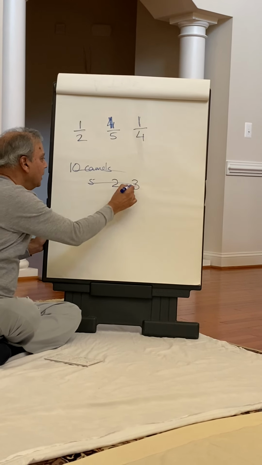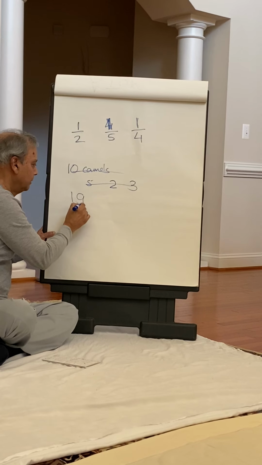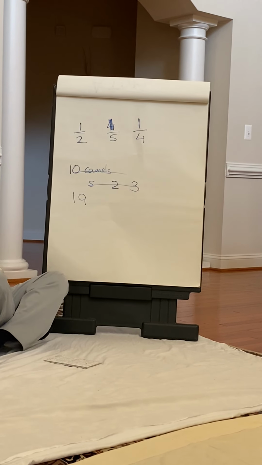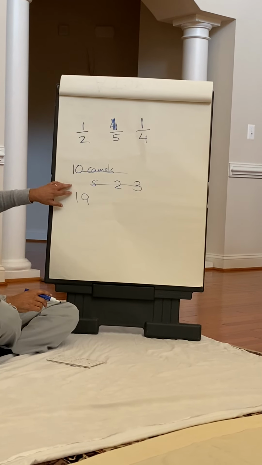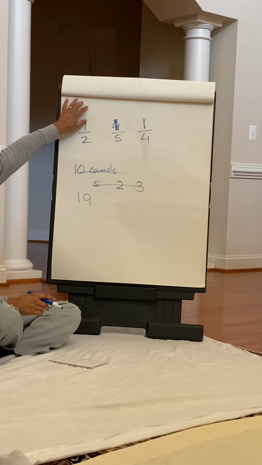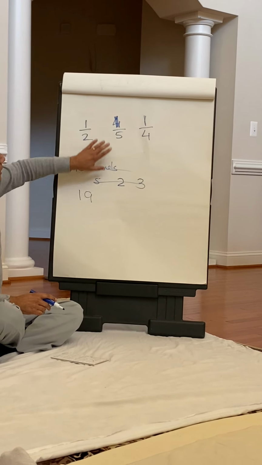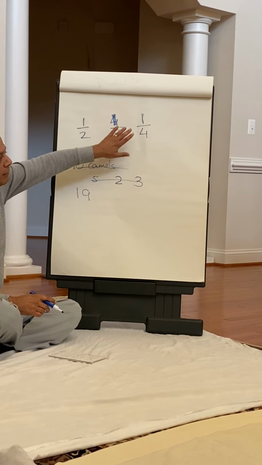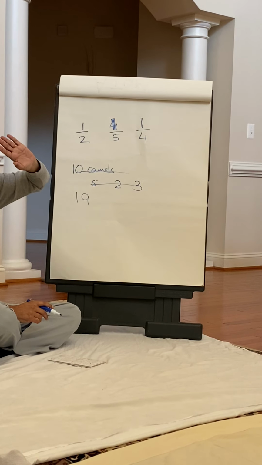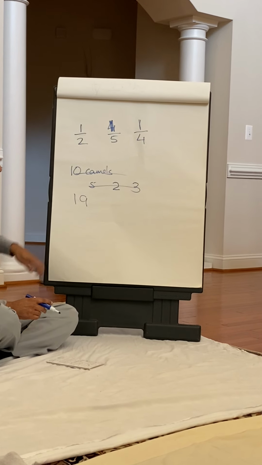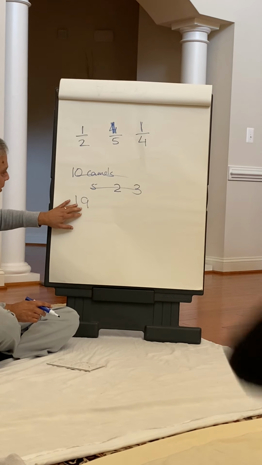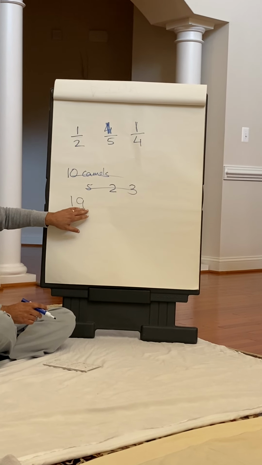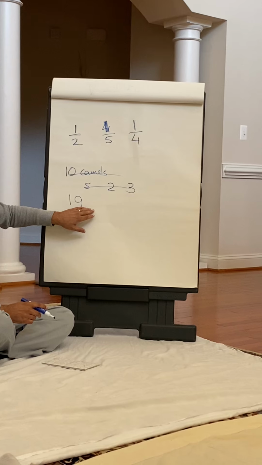But he had 19 camels. 19. So he said, first son gets half of it, second one gets 1/5 of it, third one gets 1/4 of it. Okay? So they say, okay, half of 19 is 9.5. Right?